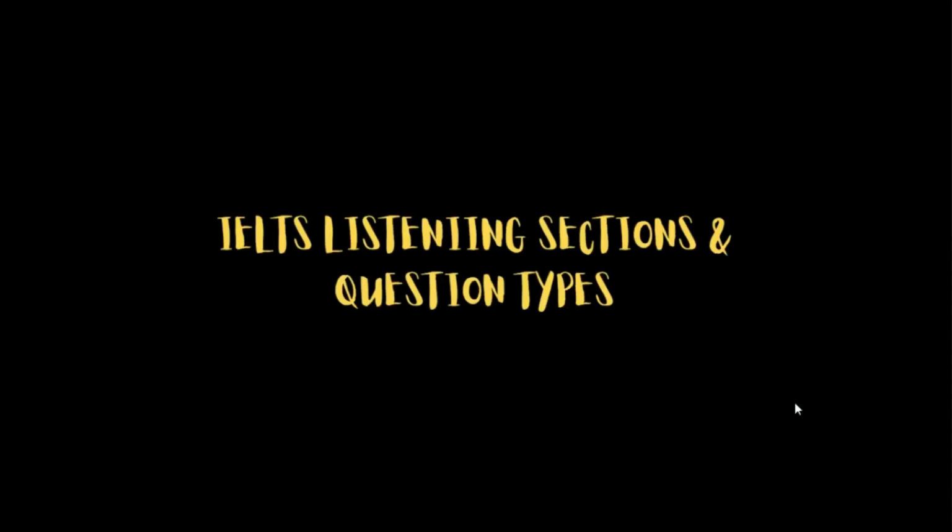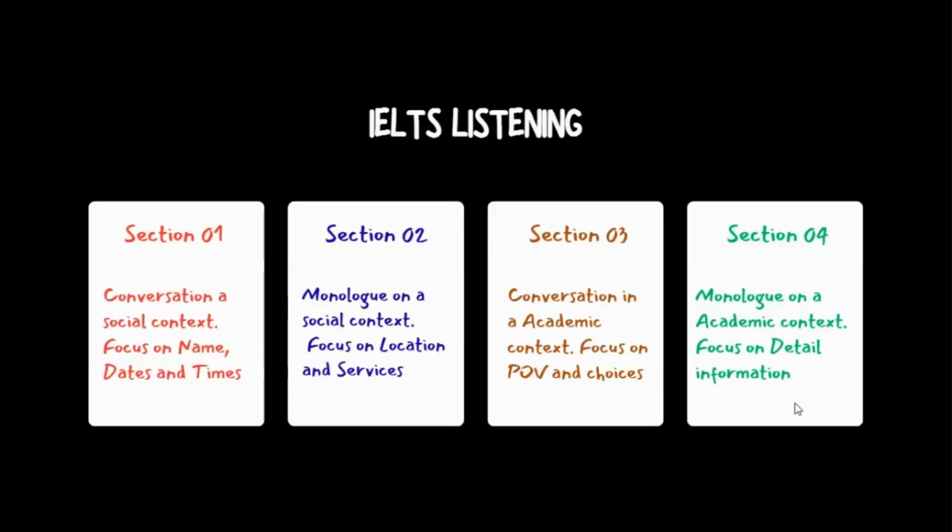Welcome everyone. Today we're going to look at the sections in IELTS listening and also discuss the various question types that are found in IELTS listening. At first, IELTS listening has four sections: section 1, 2, 3, and 4. In the first section, it's basically a conversation in a social context, and we should mostly focus on names, dates, and times. It means there might be some conversations like booking a tour or something like that.